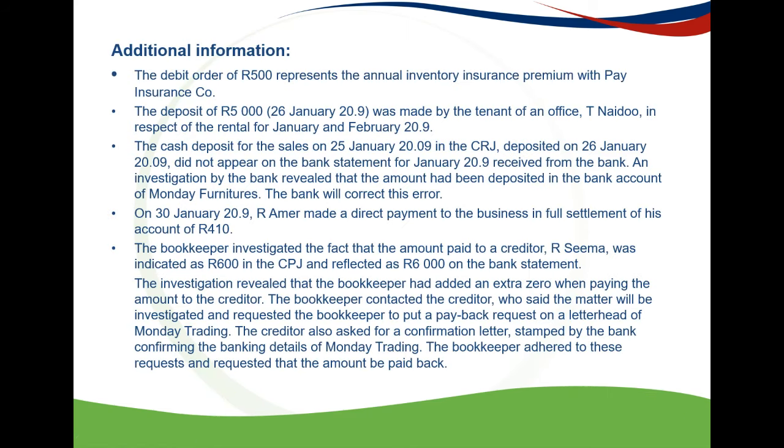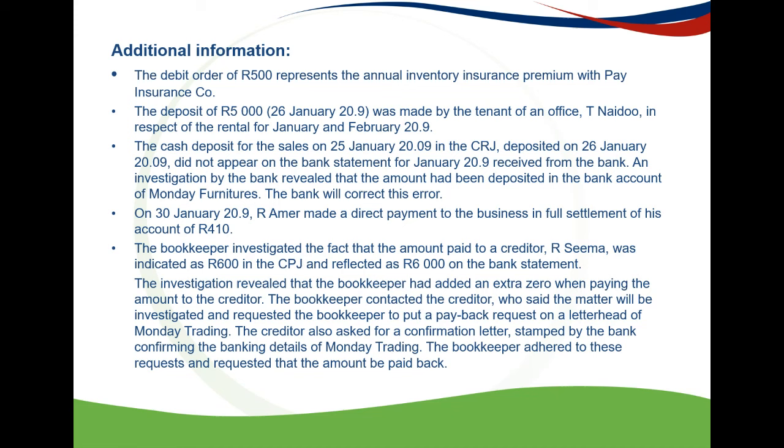Now, the question also provides us with additional information. It says the debit order of 500 Rand represents the annual inventory insurance premium with Pay Insurance Company. So we know that it's our debit order. We're happy with that. Then they say the deposit of 5,000 Rand, 26th of January 20.9 was made by the tenant of an office, T. Naidu, in respect of the rental for January and February 20.9.